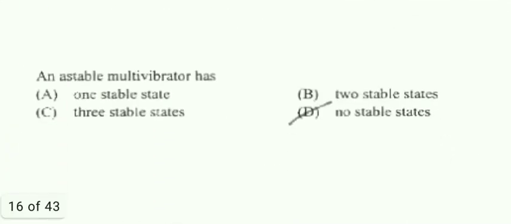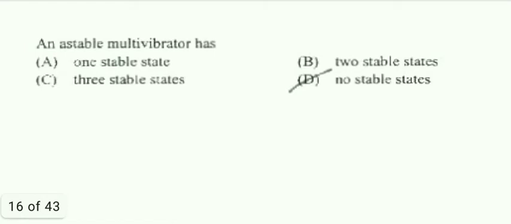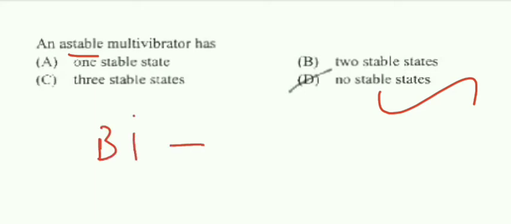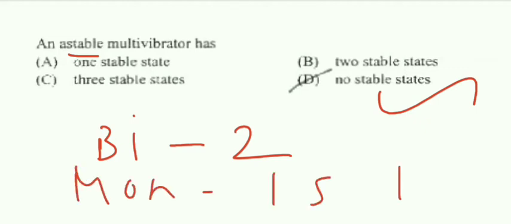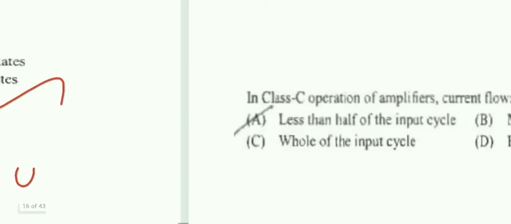Next one, an astable multivibrator has. As the name itself is telling, astable, that is no stable states, whereas bistable has two stable states, and monostable has one stable and one unstable or quasi-stable state. So option D is the right answer.